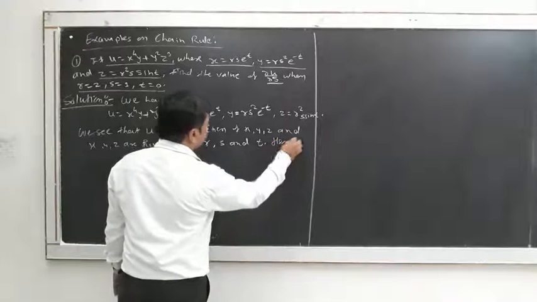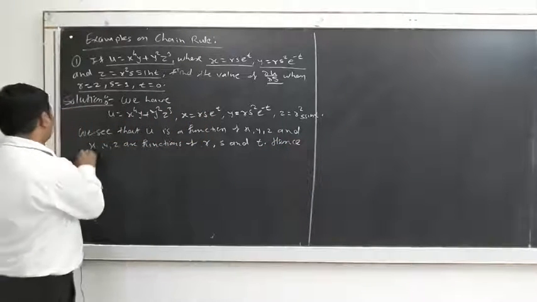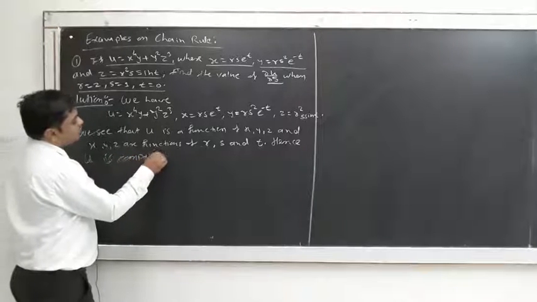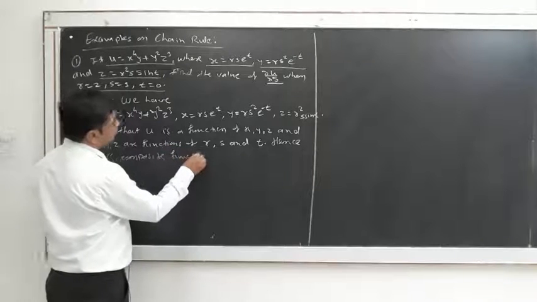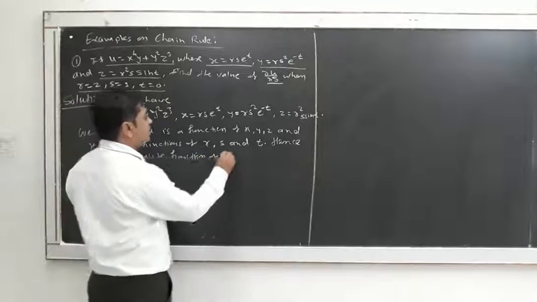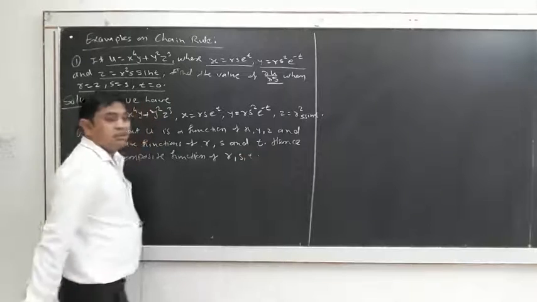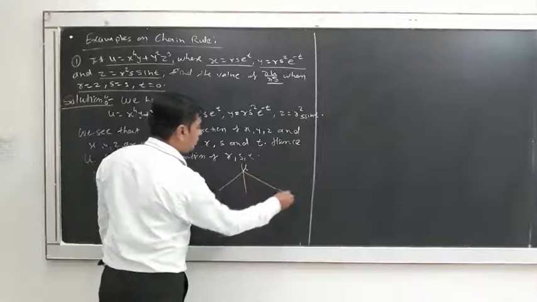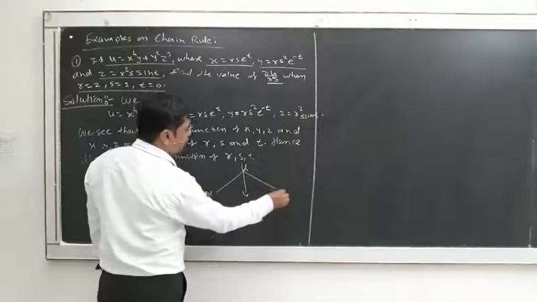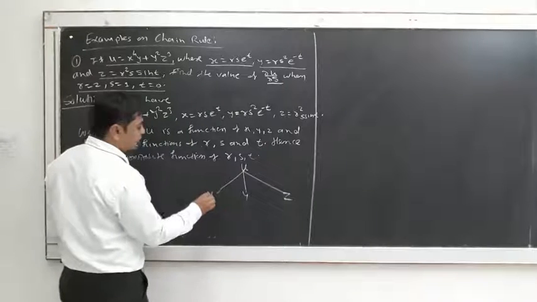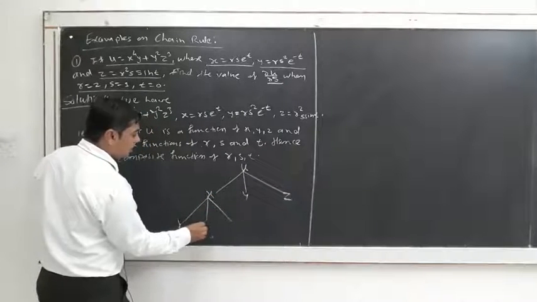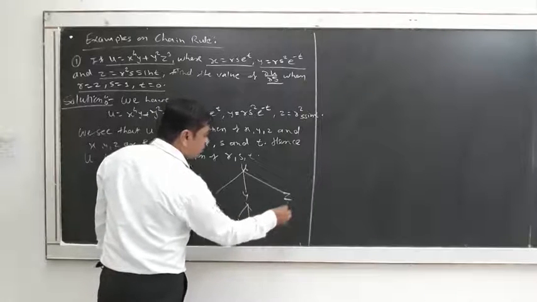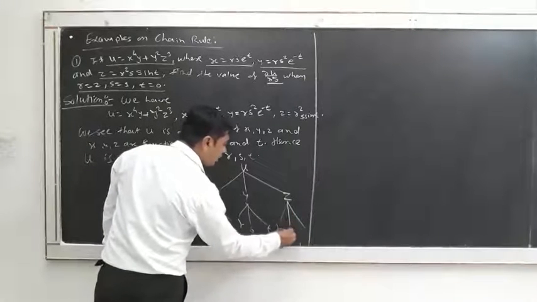Hence, what we can say? Hence, u is differentiable, or we can write it is a composite function of r, s, t. So what we write here? Our u is a function of three variables x, y and z. This x, y, z are functions of r, s, t. This again is a function of r, s, t. This again is a function of r, s and t.